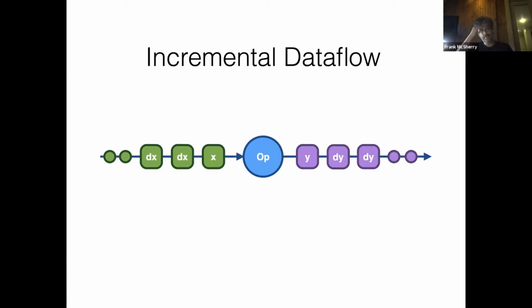If you have such an operator that only ever receives changes to its inputs and needs to produce changes to its outputs, it works great. You can build a nice big data flow of all these things, a directed acyclic data flow, and no worries.